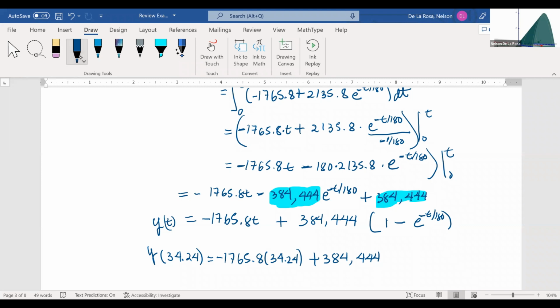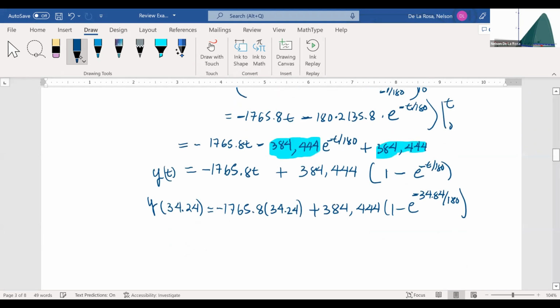So we have 384,444 times 1 minus e to negative 34.24 divided by 180. And then once we do that calculation, we're going to obtain 6,134.17 meters. And this concludes the problem.